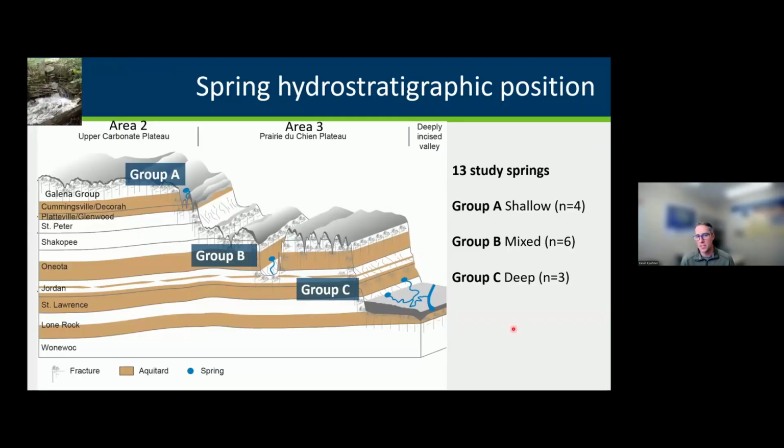So we have 13 springs where we applied this alachlor method to age the water, and also do the nitrate trends on. And we can group these springs into 3 different groups, A, B, and C. The A being the shallow springs, the B more mixed, and the group C springs deeper in the geologic profile.